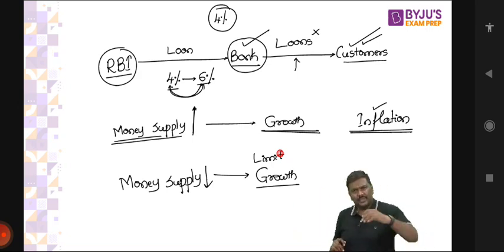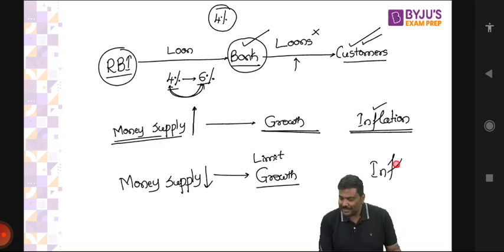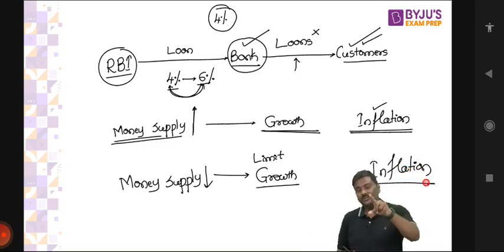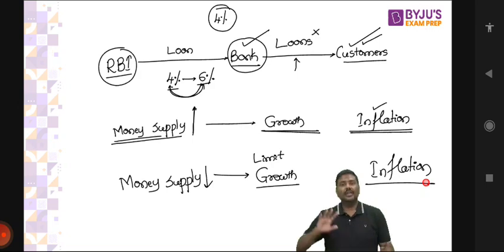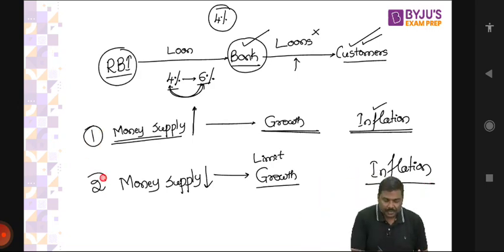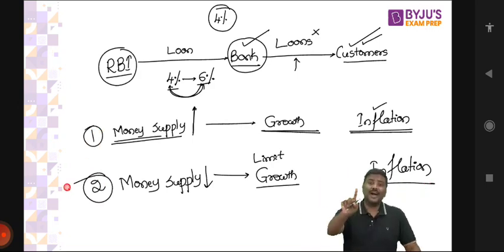But what will happen on the other side? You can easily control inflation. You can control inflation because money supply will come down. Automatically, the demand will also come down. Any difficulty in understanding 1 and 2? This is the role of the Reserve Bank of India.